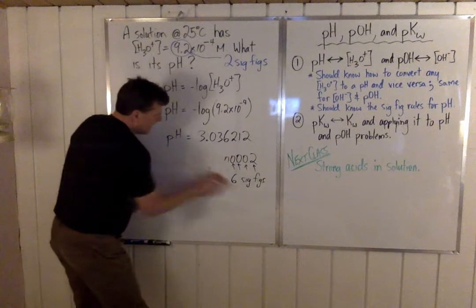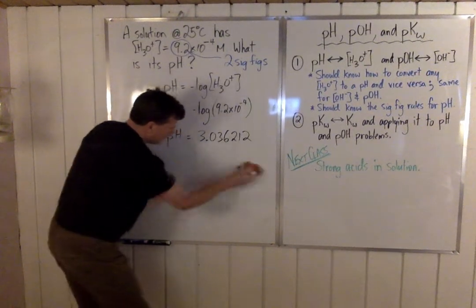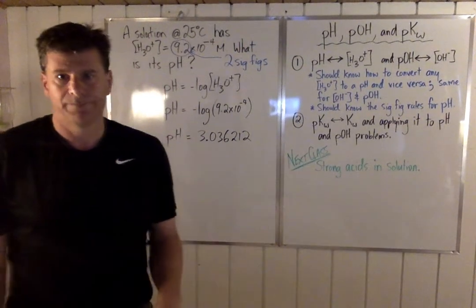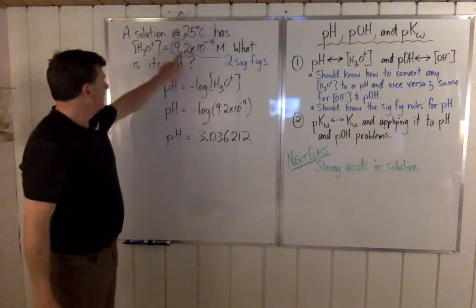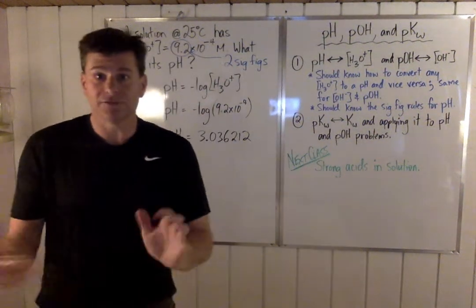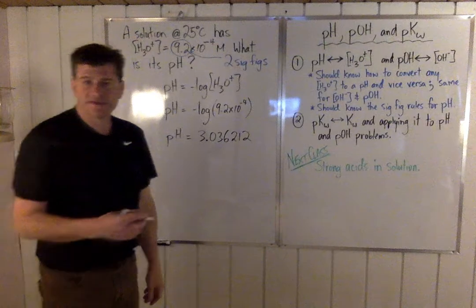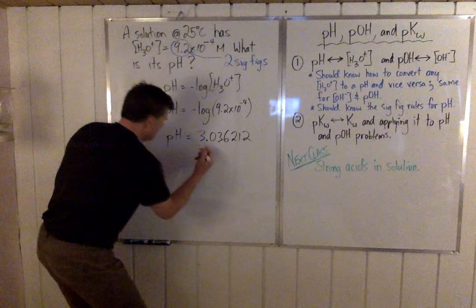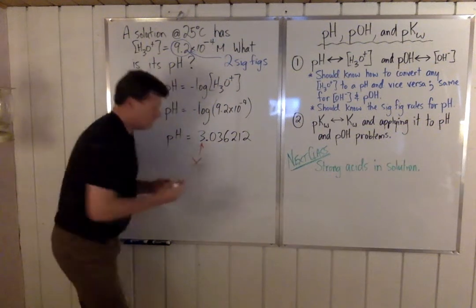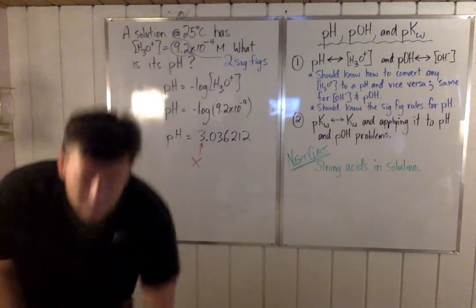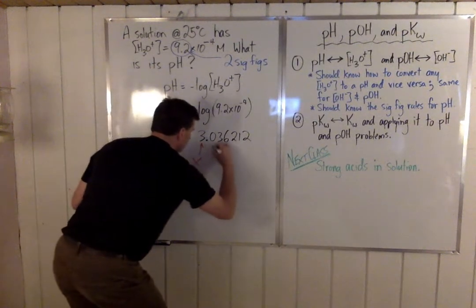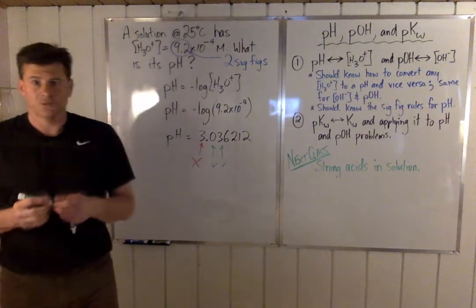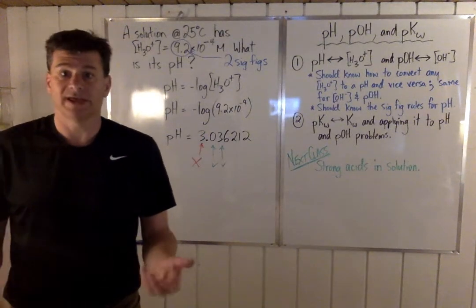Doesn't matter what it is. If I look back at my answer here, I've got a pH of 3.036212, but I'm using a concentration that had 2 sig figs. So in my answer, I'm allowed to get 2 sig figs. So what are the sig figs that count? The 3 does not count. The 3 doesn't count. So this guy counts. This guy counts.